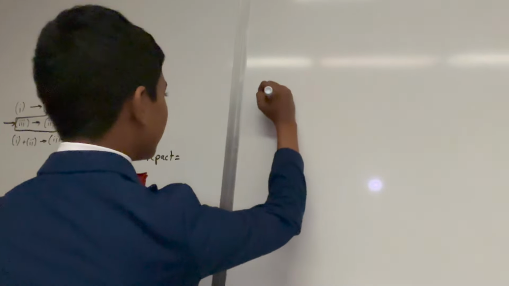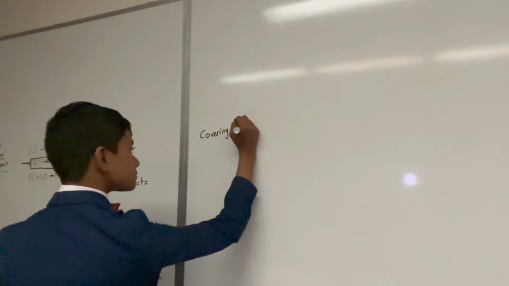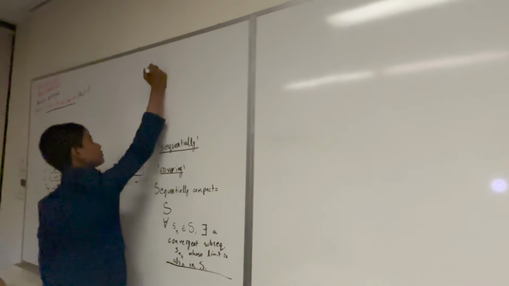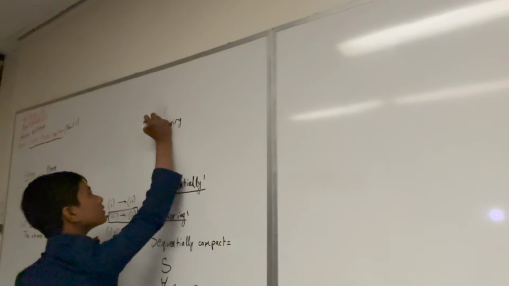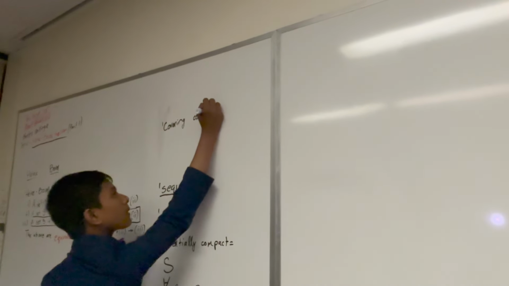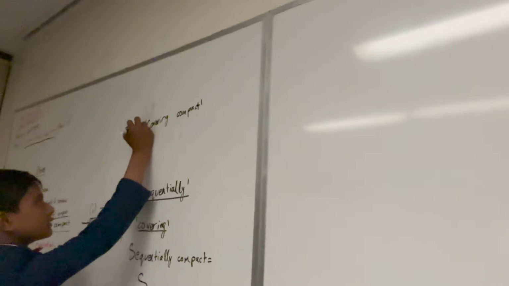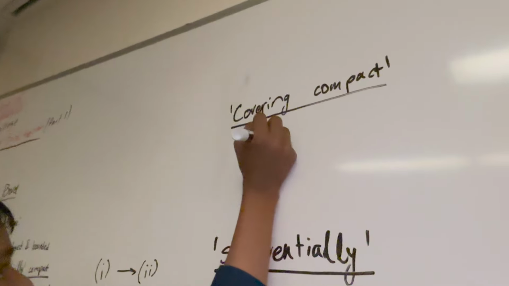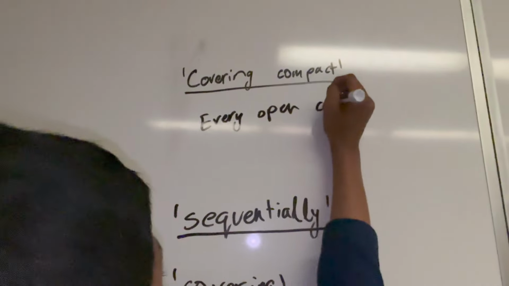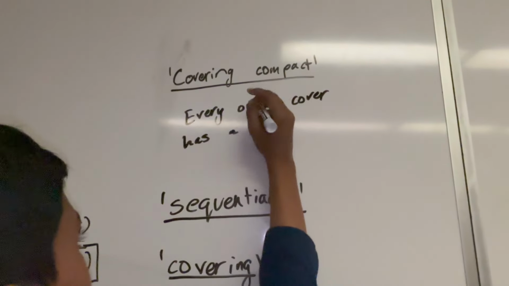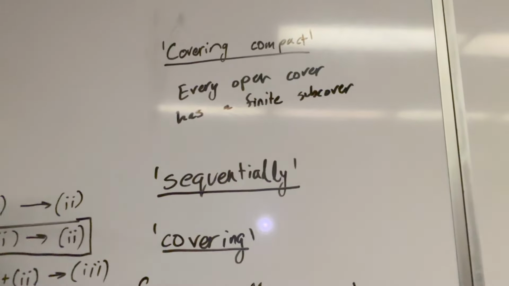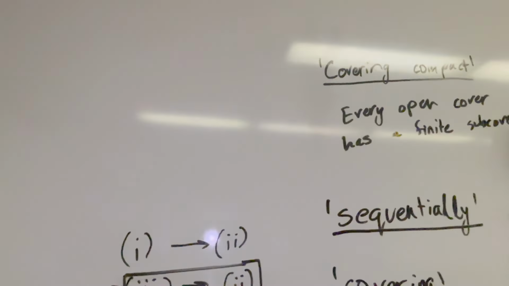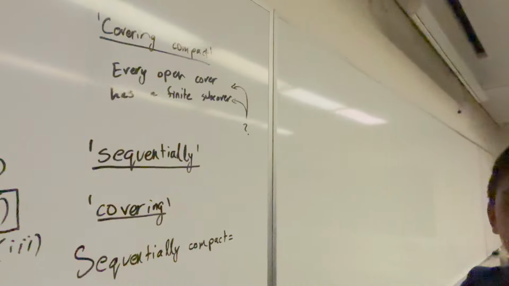So, then, what does it mean to be covering compact? Well, that just means that every open cover has a finite subcover. But wait, we never even defined cover and subcover to begin with. What are these? Well, they're exactly what they say they are.